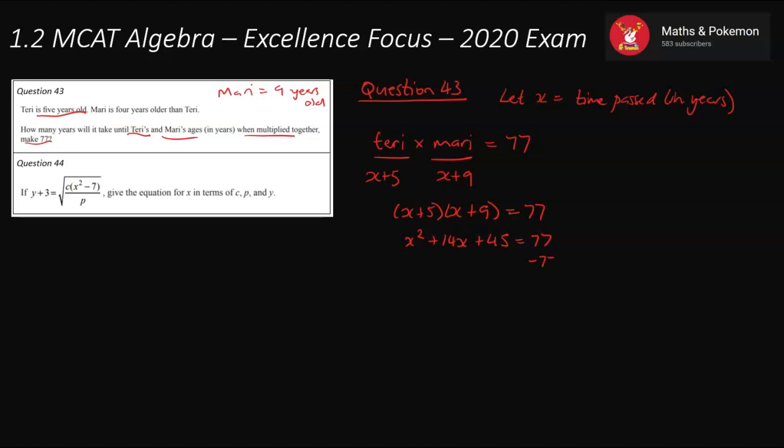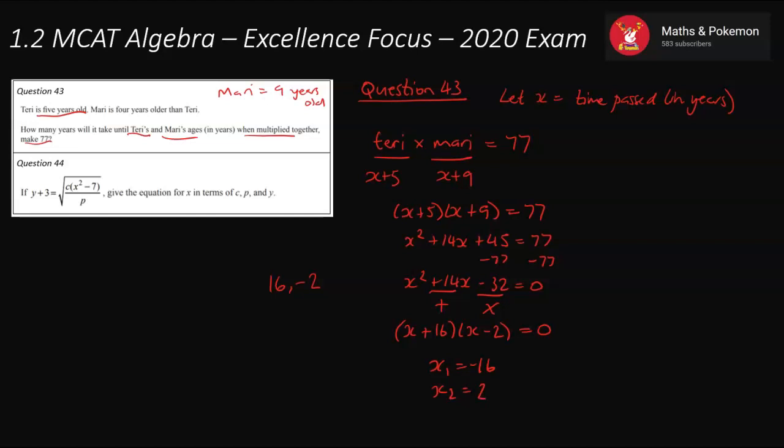We're going to subtract 77 from both sides. So we've got x squared plus 14x minus 32. When is that equal to 0? Factorizing that, what multiplies to negative 32 and adds to this positive 14? Hopefully you're thinking 16 and negative 2. So we've got x plus 16, x minus 2, that's equal to 0. My answers are x1 equals negative 16, x2 equals 2.